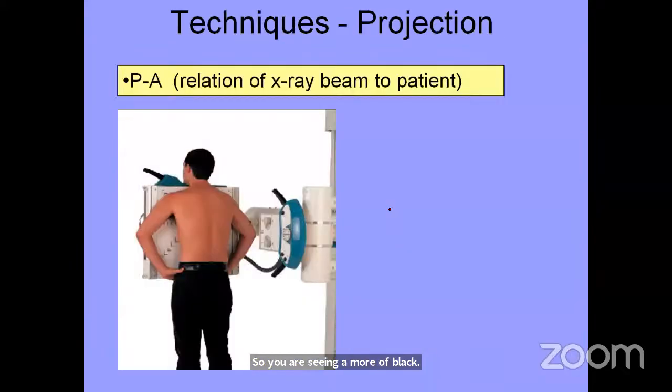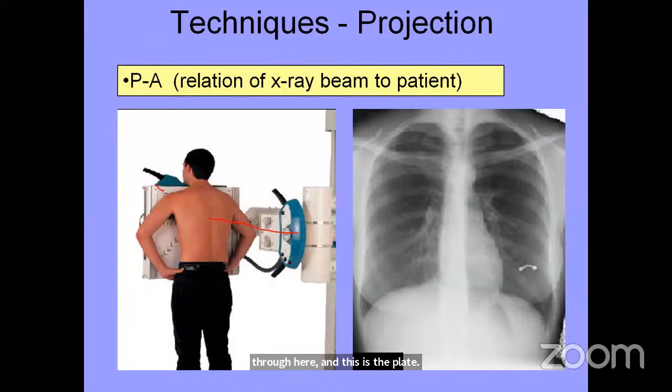The technique: routinely we see that chest X-ray PA is advised. So what is PA? That is posteroanterior. So the beam of the X-ray machine is on the posterior aspect and the anterior aspect is on the plate. So the patient is standing like this. The X-ray beams will go through here, and this is the plate where the X-ray will be taken. So this is a typical chest X-ray PA view.